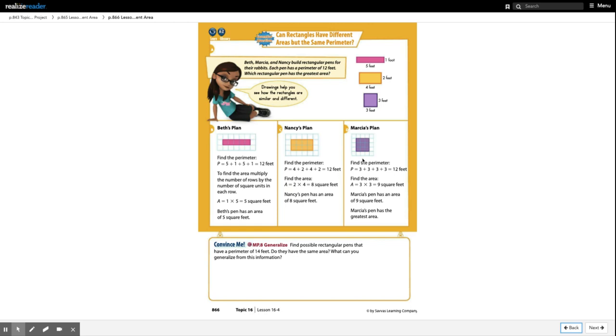Let's look at our square. Our perimeter, as I mentioned, is the same, but let's look at our area. So we have 3 times 3, so 3 feet times 3 feet is going to give us 9. So we start off with 5 square feet, 8 square feet, 9 square feet for the area.